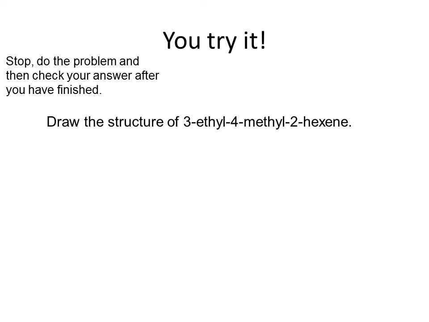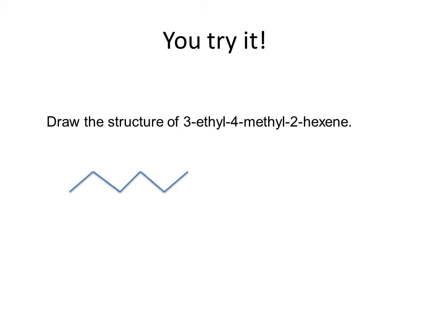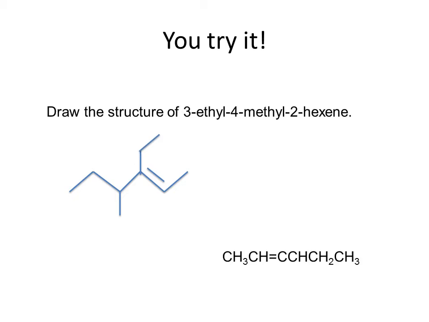Go ahead and draw the structure of 4-methyl, 3-ethyl, 2-hexene. To do this, the first thing I do is draw in my hex, 6 carbons. Then I'm going to place my double bond between the 2 and the 3 carbon because 2 starts the double bond. Now I put in my substituents. On the 3 carbon and the 4 carbon, I'm going to have an ethyl and a methyl. So on the number 3 carbon, there is an ethyl, and on the number 4 carbon, there is a methyl.